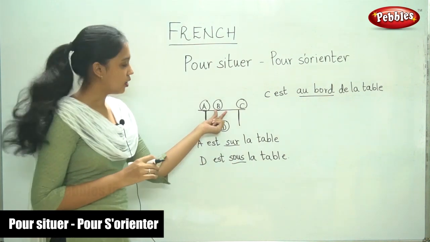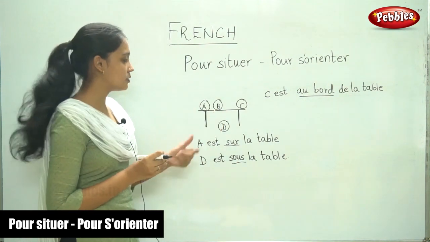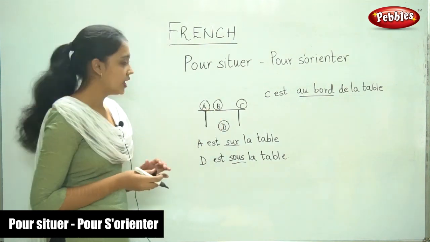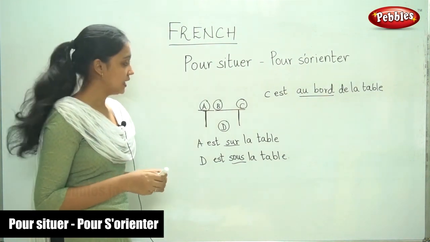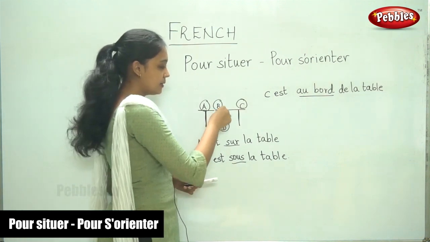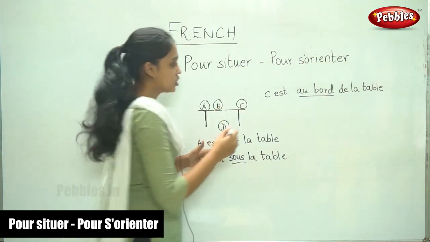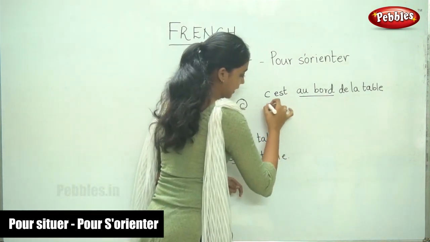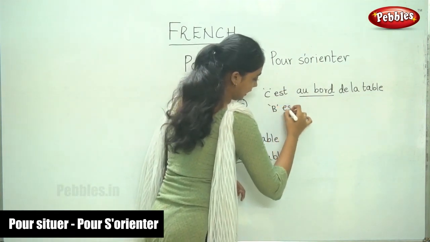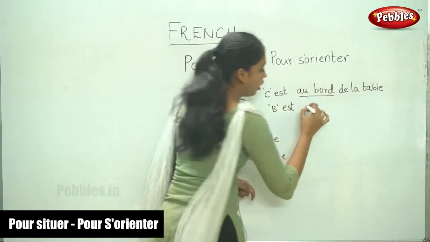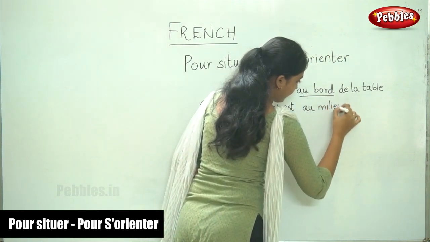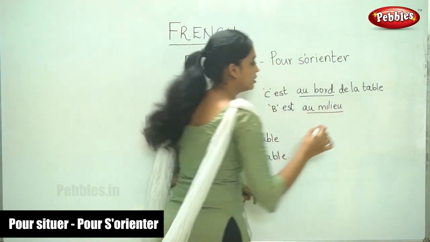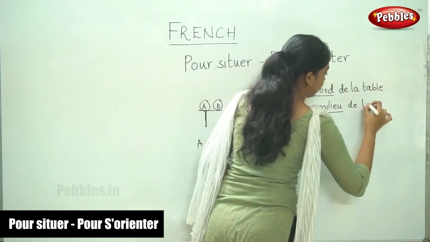Then the object that we haven't explained so far is B. Now what can you say about the orientation of B? It is in the middle of the table. So B est au milieu. Au milieu de la table.